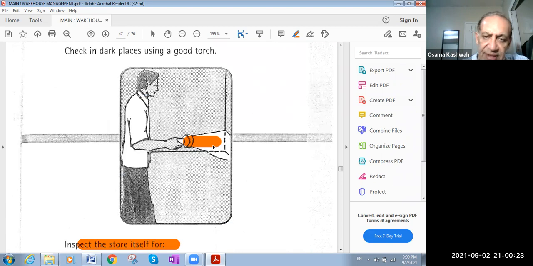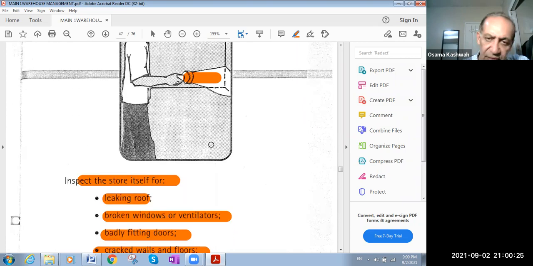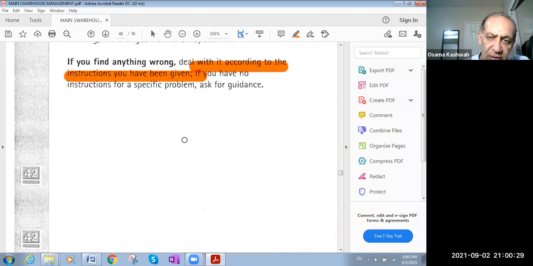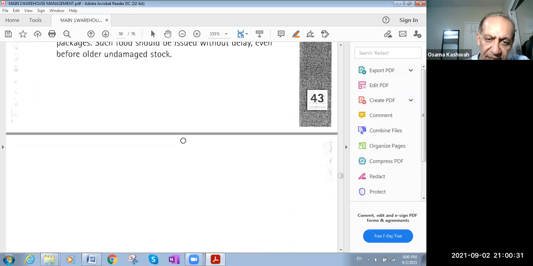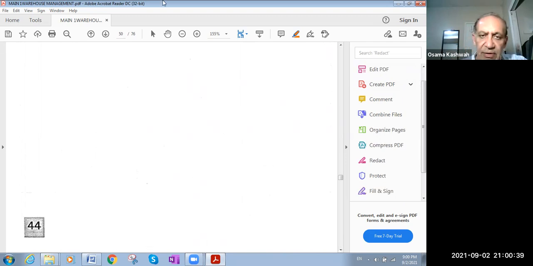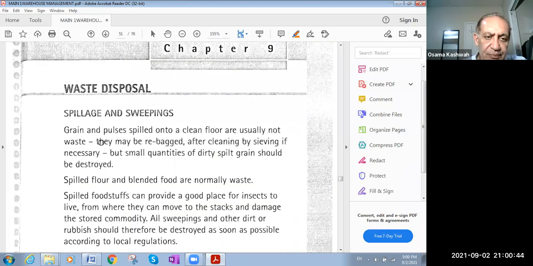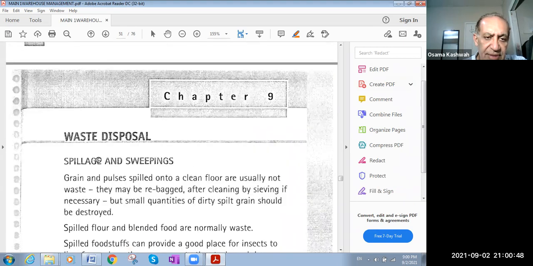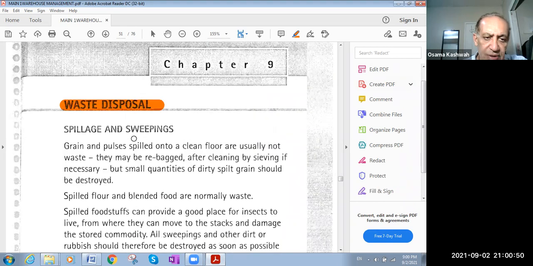Check for the insects everywhere on the floor, and for mice, and if there are gaps in the wall, you should plug the gaps in the wall with cement. You should finish all this with cement and close the gaps. So here we go for those points. Then we are on waste disposal, chapter 9, waste disposal.